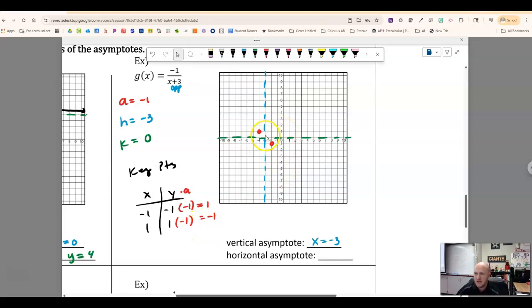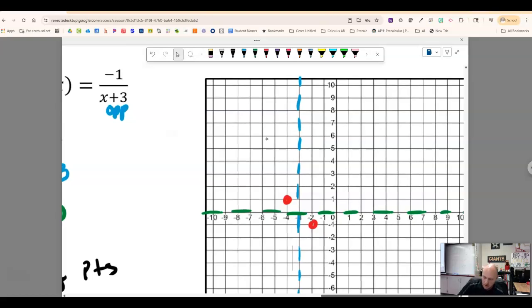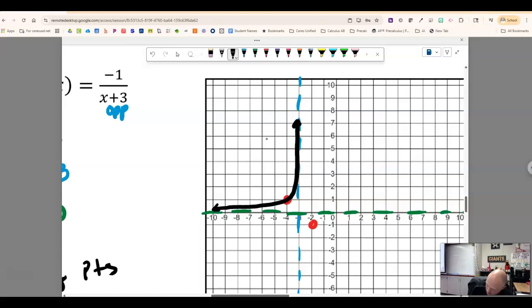We always graph these values from the intersection of our asymptotes. So let's now draw our curve. Smooth curve, you've got to be smooth. Okay, there's our curve. And then down here.